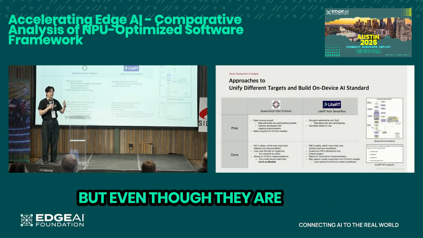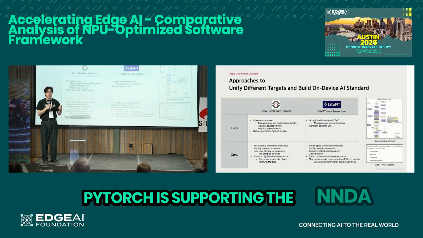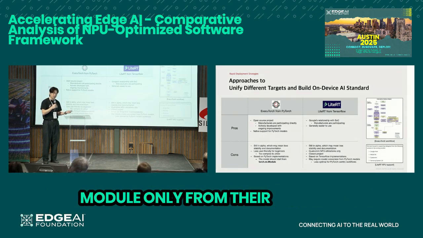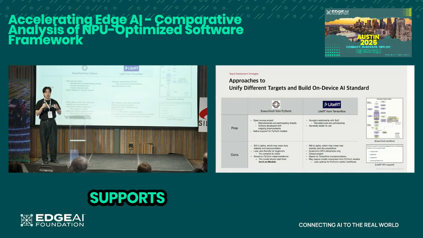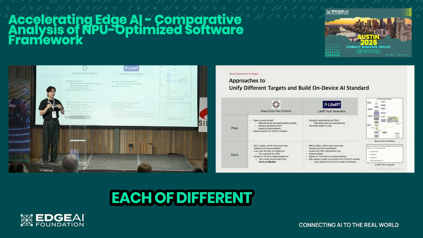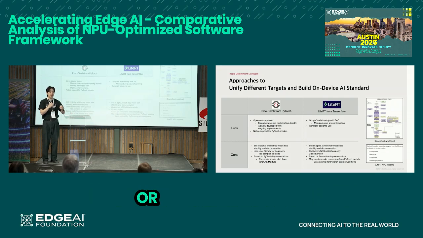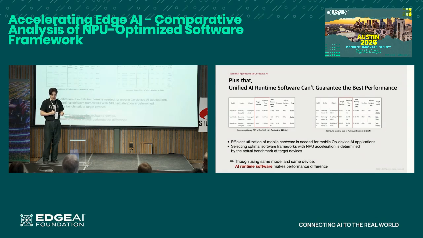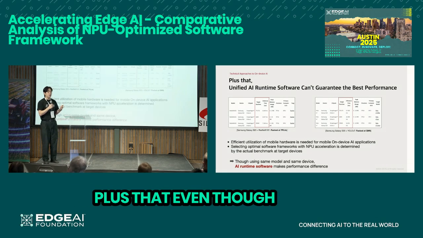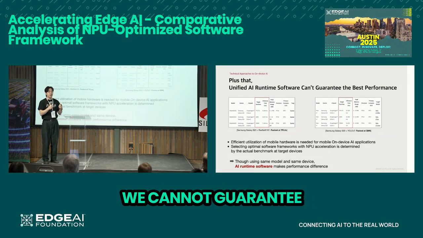But even though they are making unifying software through their traditional software stack, PyTorch supports only the NN module from its PyTorch structure, and TensorFlow Lite supports its own model for LiteRT. So in this environment, the user has to set up each manufacturer's software stack into ExecuTorch or LiteRT as well. On top of that, even though we set up the AI runtime software utilizing the MPU, we cannot guarantee the best performance.